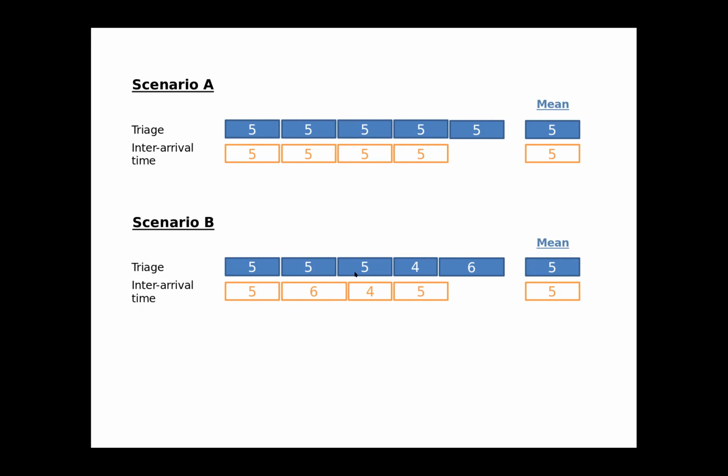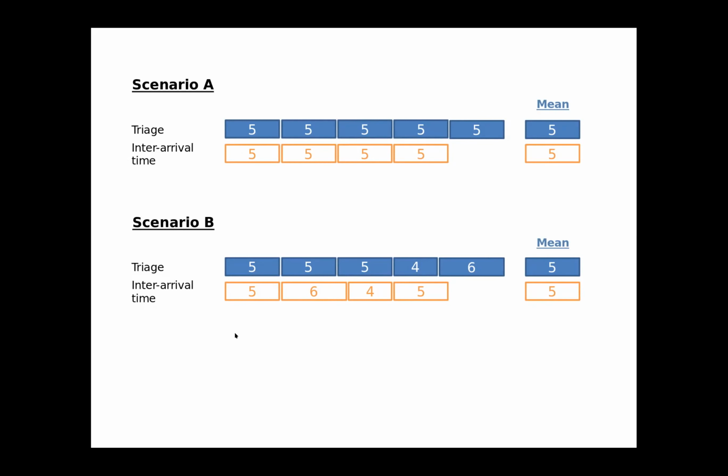Let's imagine another scenario where we account for variability. The average triage time and the average inter-arrival time is still 5 minutes, but we recognize that not everyone will spend exactly 5 minutes with the nurse. Some may, but somebody may spend 4 minutes with the nurse, and somebody may spend 6 minutes with the nurse. You might have an odd case where somebody takes 15 minutes with the nurse.